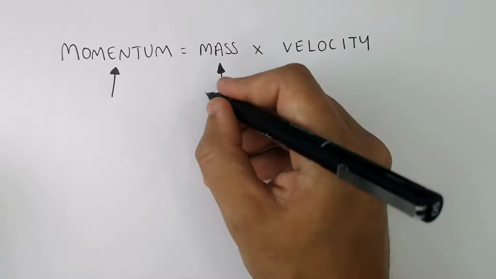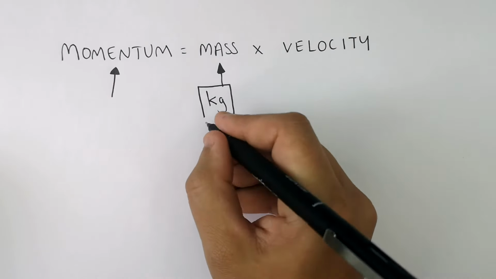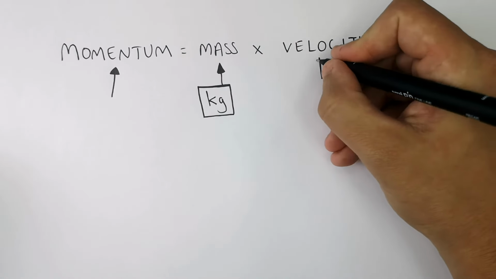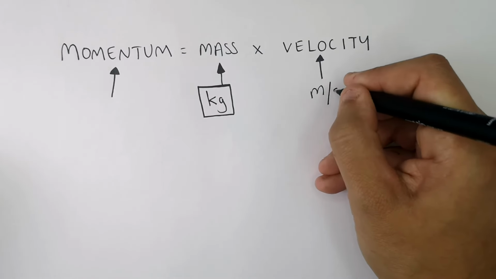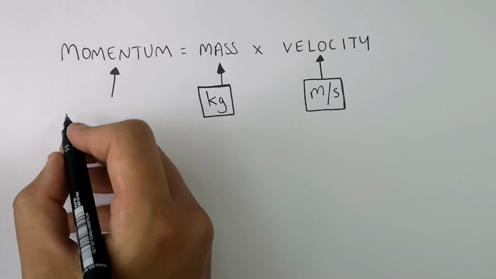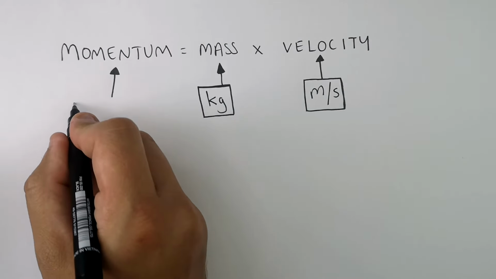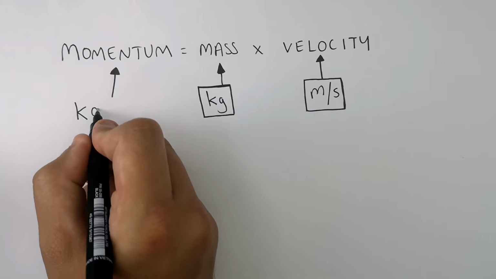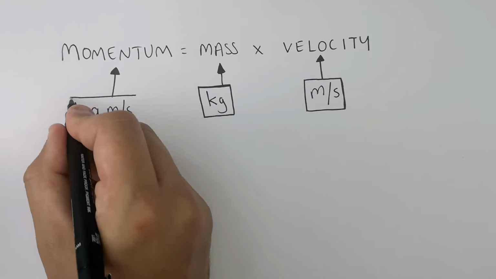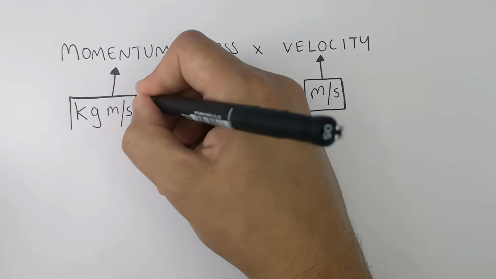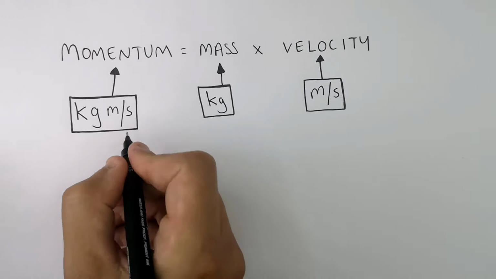The unit for mass is kilograms, kg. The unit for velocity is meters per second. And because we're multiplying mass by velocity, the unit for momentum is kilogram meters per second. Not kilogram per meter per second, but kilogram meters per second.